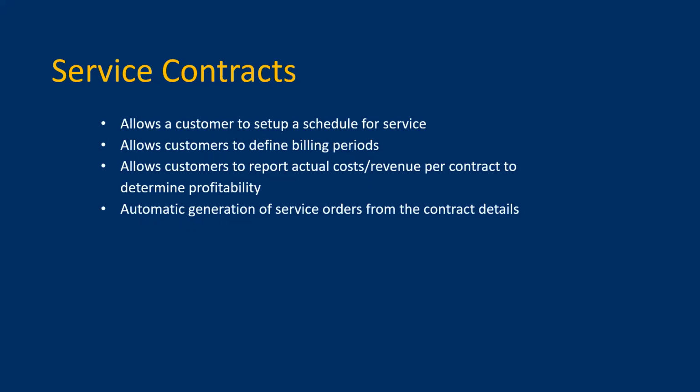In this case, we could set up the service order to be having multiple inspections across that time frame. So the customer has the ability to set different revenue periods of the contract as well. For example, the contract could be billed yearly, monthly, bi-weekly, weekly, however it pans out, it can all be set up that way. It also allows customers to report actual costs and revenue per contract to determine profitability.